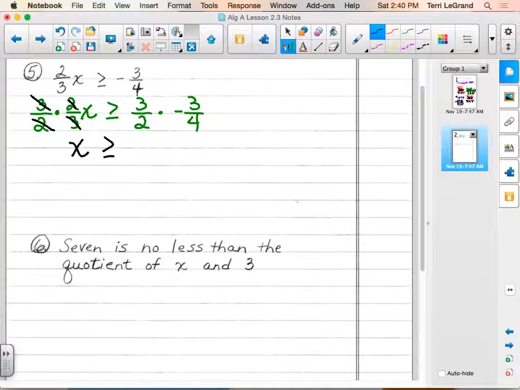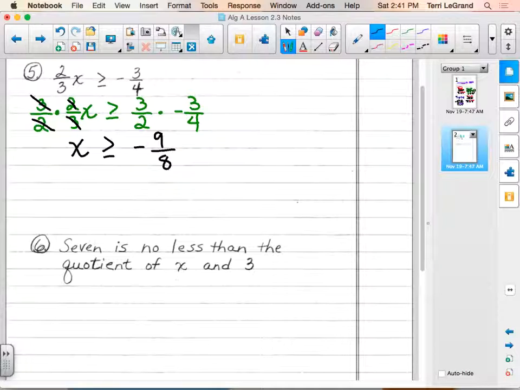Can we cancel those 3's upstairs? No, one's got to be up, one's got to be down. Same thing with the 2 and the 4 downstairs. They're across from each other, not up and down, so they can't work together either. So instead, we're just going to multiply these fractions. We have a positive 3/2 times a negative 3/4. Positive times a negative is a negative. 3 times 3 upstairs, 9. 2 times 4 downstairs, 8.